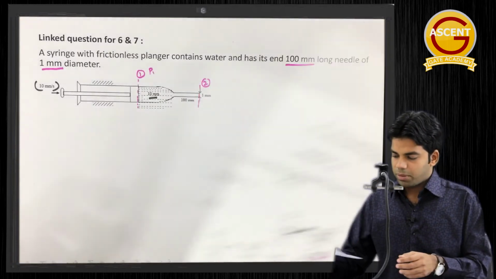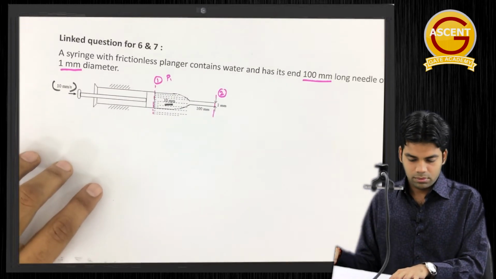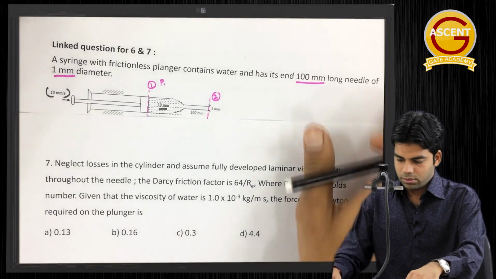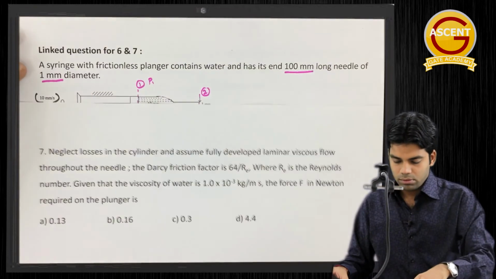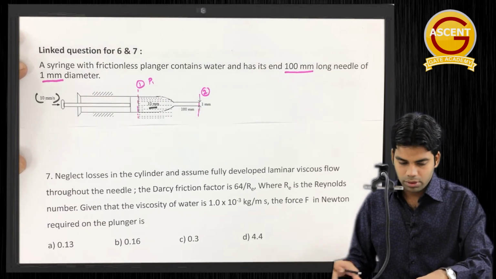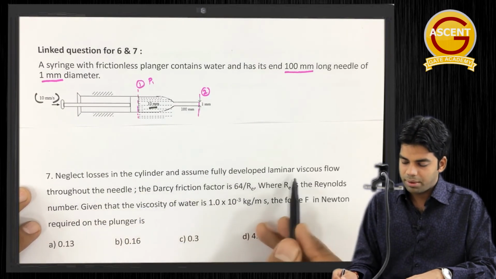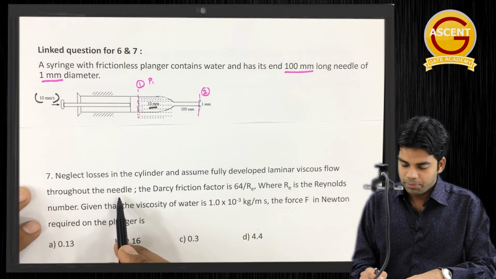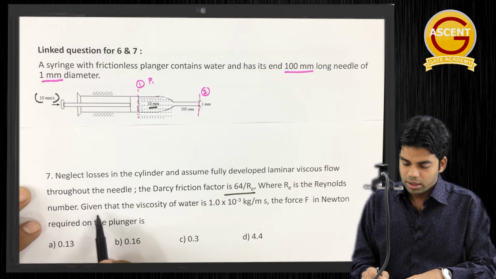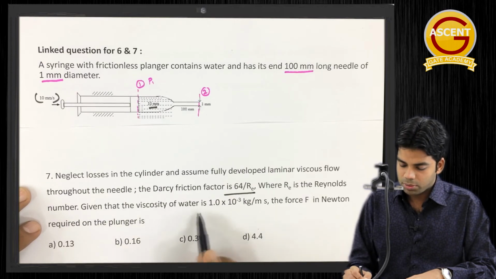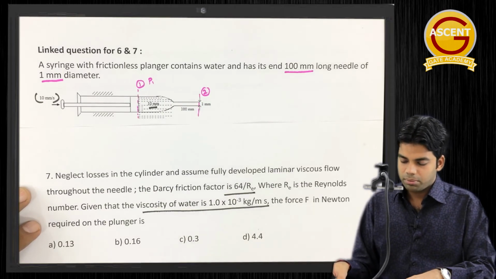Now the next part of this question says, neglect the losses in the cylinder and assume fully developed laminar viscous flow throughout the needle. The Darcy friction factor is 64 by Re, where Re is Reynolds number. Given that the viscosity of water is 1 into 10 raised to the power minus 3 kg per meter second, the force in Newton required by the plunger is.